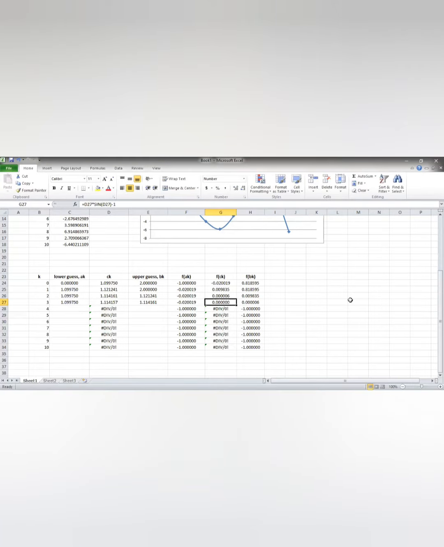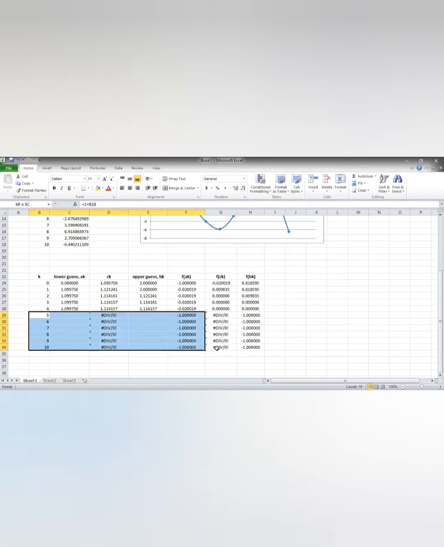I guess we already tried up to 21 iterations to make f equal to 0, or to find the root, which is also equal to 1.114157. Okay, so we will have to continue. We will try. So we have here this one and also this one.